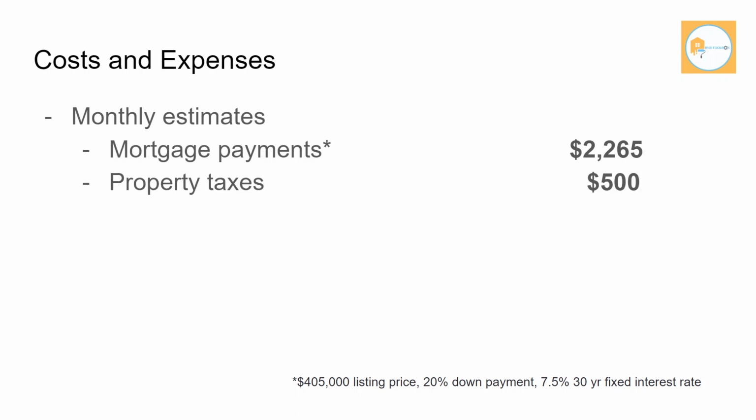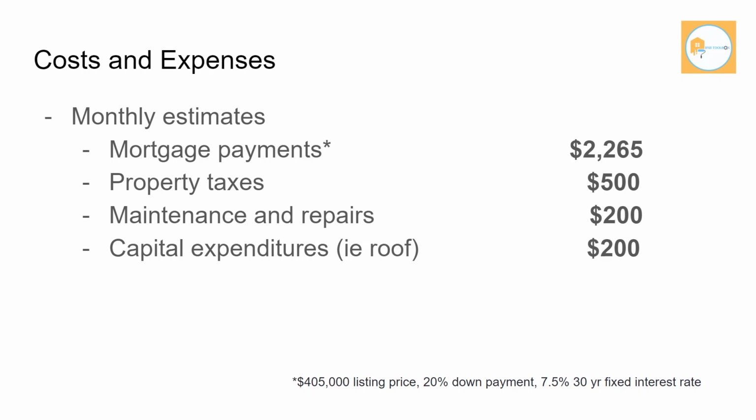Obviously, you have property taxes, and this is going to vary by location, but I'm just going to assume that it's about $500 a month. Maintenance and repairs, we're going to estimate that about $200 a month. Capital expenditures, we're going to allocate about $200 a month there as well.